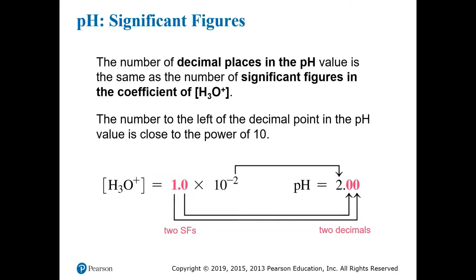When we're dealing with significant figures for pH calculations, we need to use different rules than for multiplication, division, or even addition, subtraction. The logarithm has its own set of rules. So the rule in this case is that the number of decimal places given in the pH value has to be equal to the number of significant figures in the coefficient for the concentration. So in this example, if our concentration has 2 significant figures in the coefficient, then our pH value should have 2 decimal places, 2 digits after the decimal.